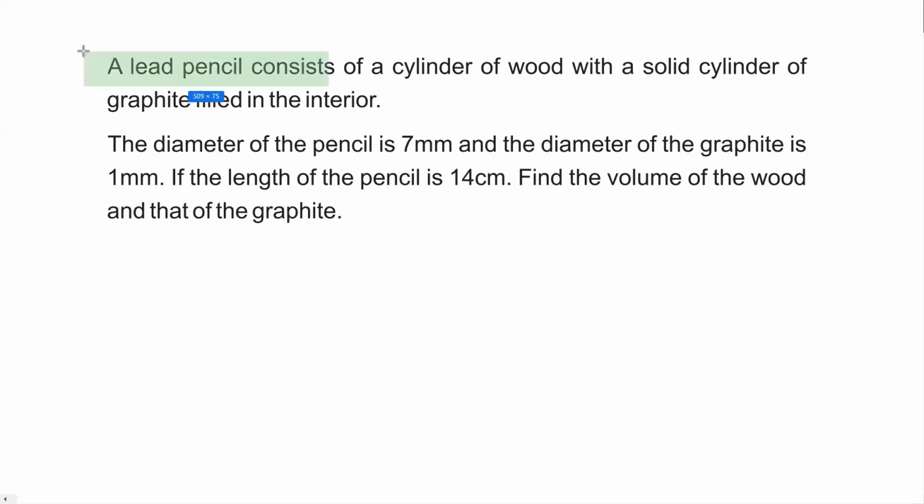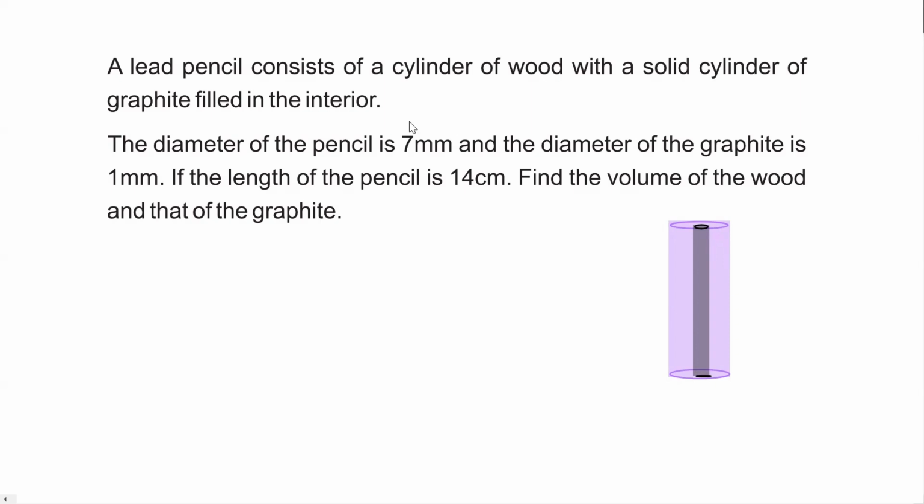The question says a lead pencil consists of a cylindrical wood with a solid cylinder of graphite filled in the interior. And we are given the dimensions of this. So let's say I make one pencil. I'll make its diameter larger than it usually looks, so as to understand easily. And then I'm going to insert one graphite, this being the graphite over here. It should also have a circular base.